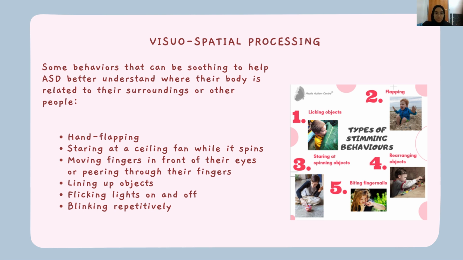The most common thing is you will see that they start lining up objects like this, flicking lights on and off, and blinking repetitively. These are all types of stimming behaviors that we can see in people with autism.